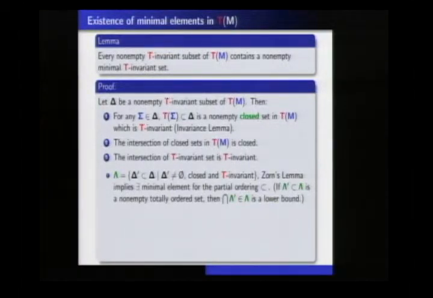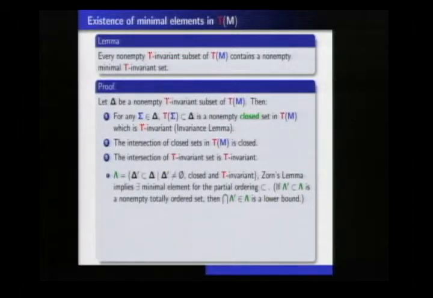Okay, so why, if you have a totally ordered set, is this non-empty? Well, remember, this is a collection of closed sets in the topological space, and the topological space is compact. So we just need to verify that that collection satisfies the finite intersection property.